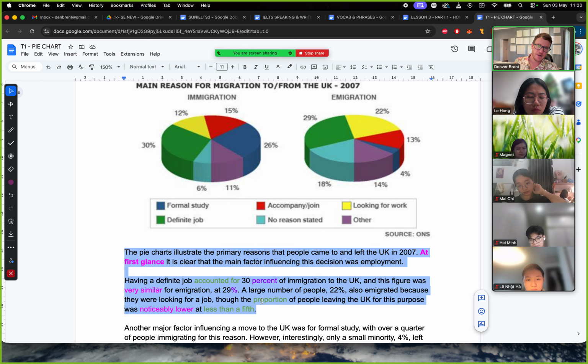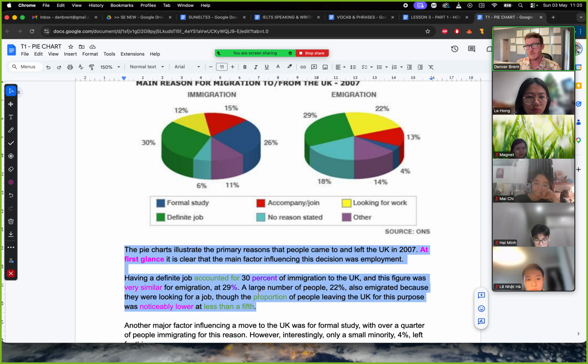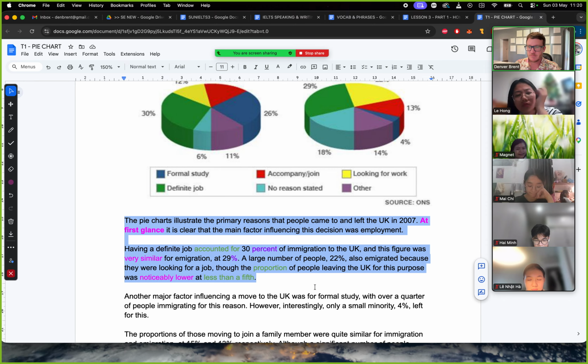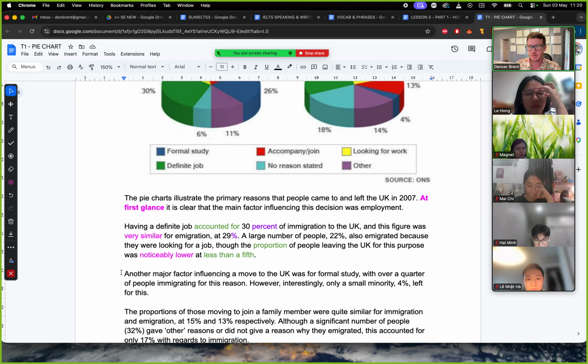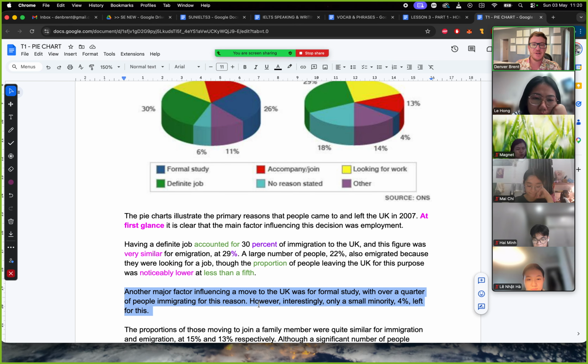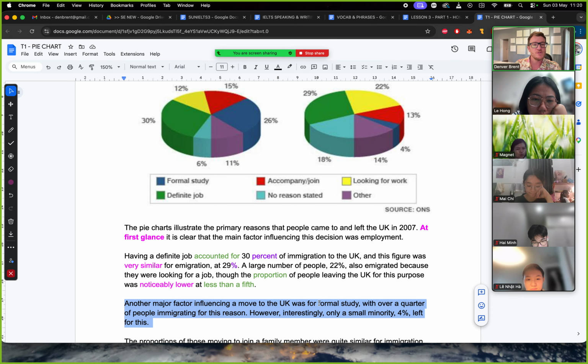You've done everything there. You've got task achievement, you've got cohesion and coherence, you've got your lexical resource, you've got your grammar. Okay, but let's go to body two. Another major factor influencing a move to the UK was for formal study, with over a quarter of people immigrating for this reason. However, interestingly, only a small minority, 4%, left for this reason.